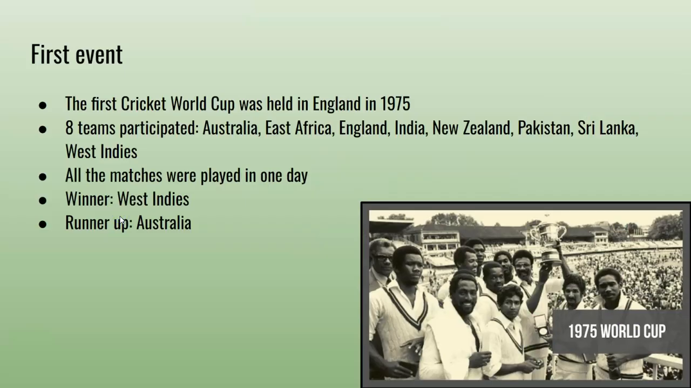So the first Cricket World Cup event was held in England in 1975. There were only 8 teams that participated: Australia, East Africa, England, India, New Zealand, Pakistan, Sri Lanka, and West Indies. And all these matches were played in one day, so it was a one-day tournament. The winner of the tournament was West Indies, and the runner-up was Australia.